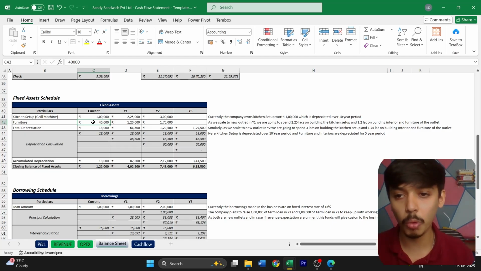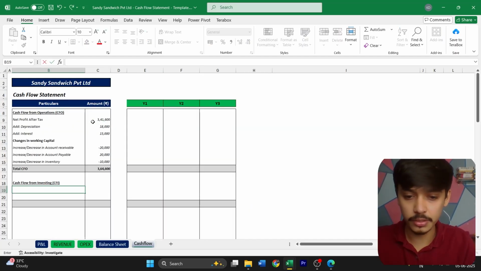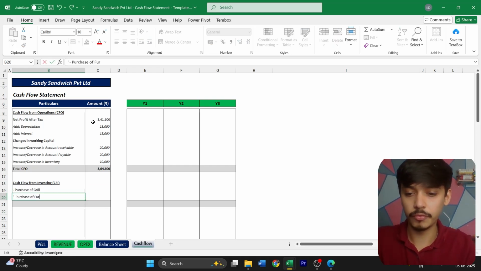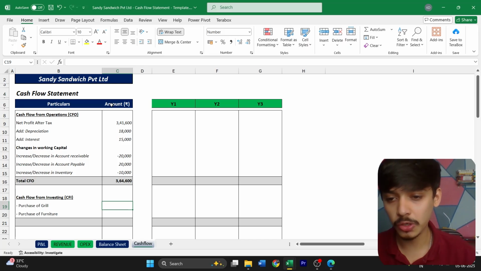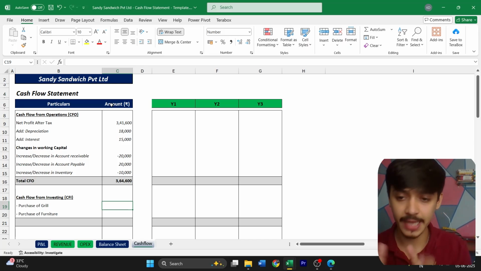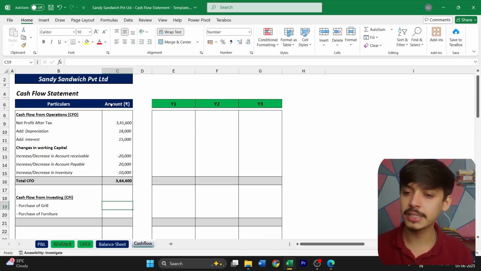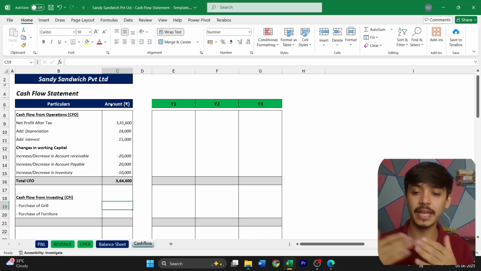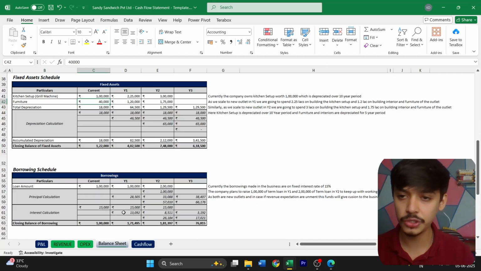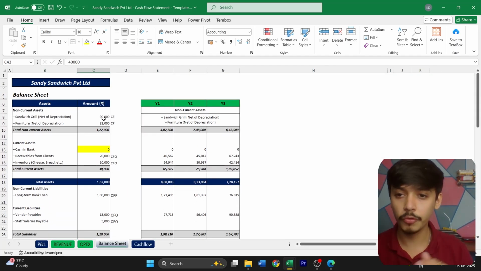So let's see how we can model that out. The first element that we have is purchase of grill, and the second element is purchase of furniture. Now to calculate the purchase of grill, we directly have the amount in our fixed asset schedule, that is the entire 1 lakh amount. If we do not have a fixed asset schedule with us, then this amount would be negative 90,000, which we have in the balance sheet as the non-current asset. We would then have subtracted the depreciation amount from it. So this becomes minus 90,000 minus the 10,000 amount of depreciation charged on the sandwich grill. So that becomes 1 lakh.